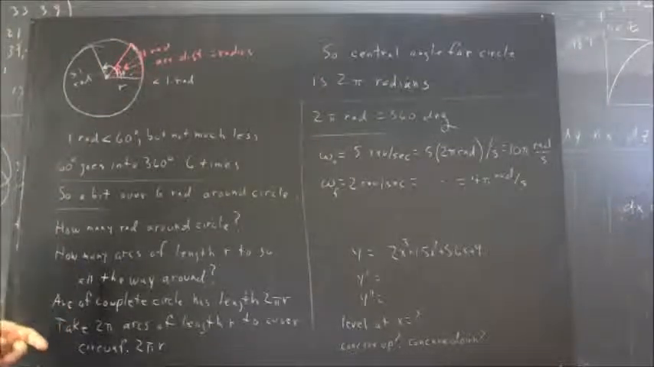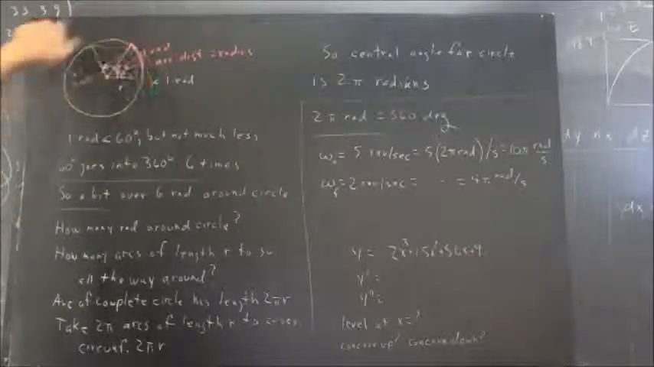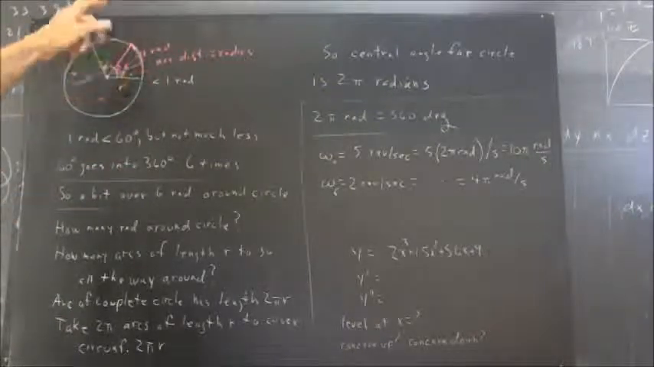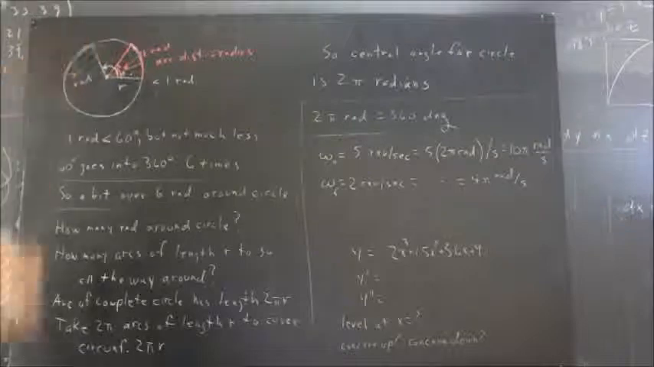Also then, how many radians is it around the circle? Well, a radian's a little less than 60 degrees.